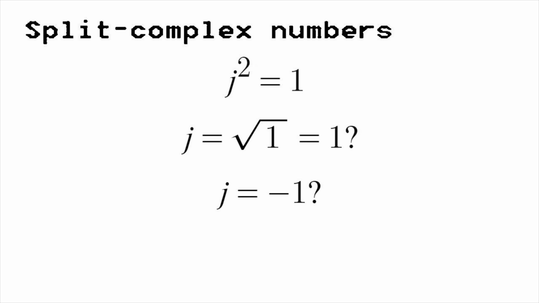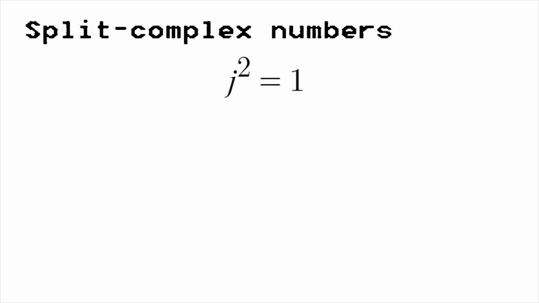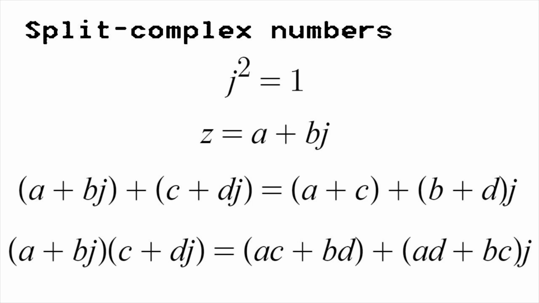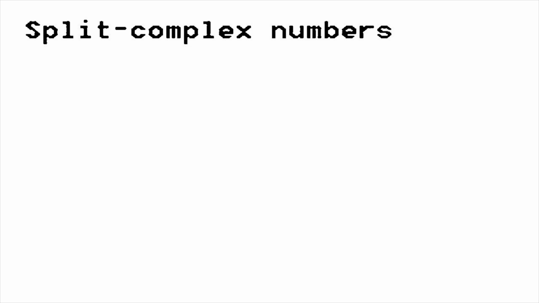However, let's not be too hasty with the way in which we solve this. We've defined addition and multiplication in the split complex numbers, but that doesn't guarantee that simply taking the square root of both sides of j squared equals 1 will be a valid action. Instead, let's try something else.